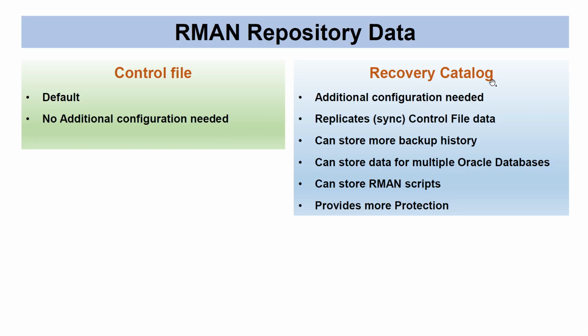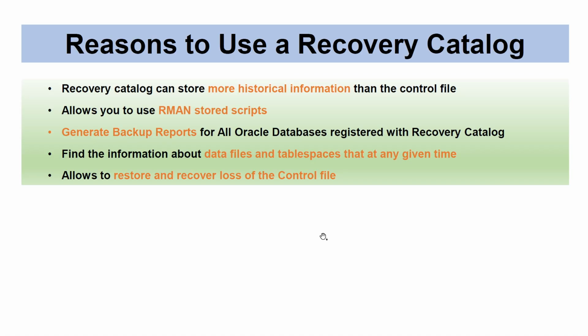However, in the case of a recovery catalog, additional configuration is needed. It replicates or syncs control file data, can store more backup history, which is very important, and can store data for multiple Oracle databases. So one recovery catalog can store data for multiple Oracle databases, can store RMAN scripts, and provides more protection. Why does it provide more protection? Because even if your control file is lost, you will still be able to recover your database, and hence it provides more protection.